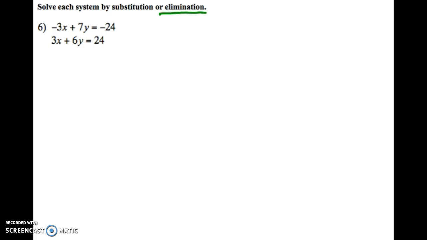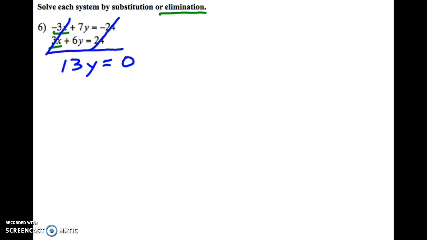For number 6, we catch a real good break here. When we look at the x's, there's a minus 3x on the top and a positive 3x on the bottom, which would cancel out. So we can go straight to canceling out to start with. So the negative 3x and the positive 3x are going to cancel. 7y and the plus 6y should give us 13y. And then the negative 24 and the positive 24 are also going to cancel out, giving us 0.